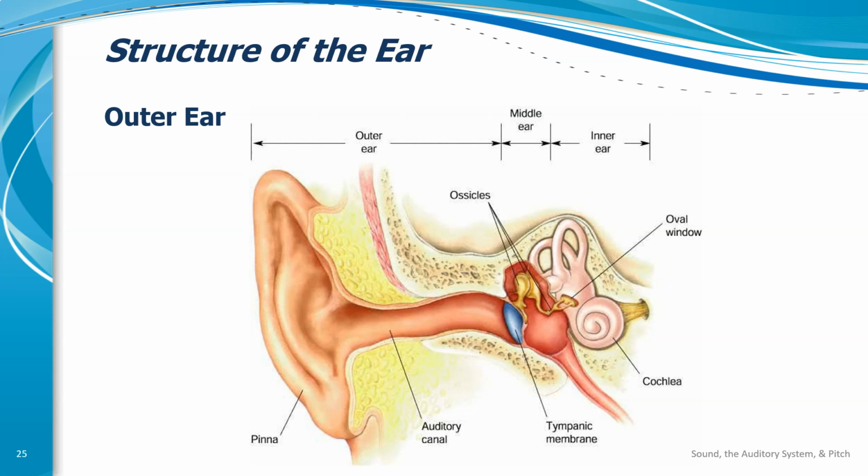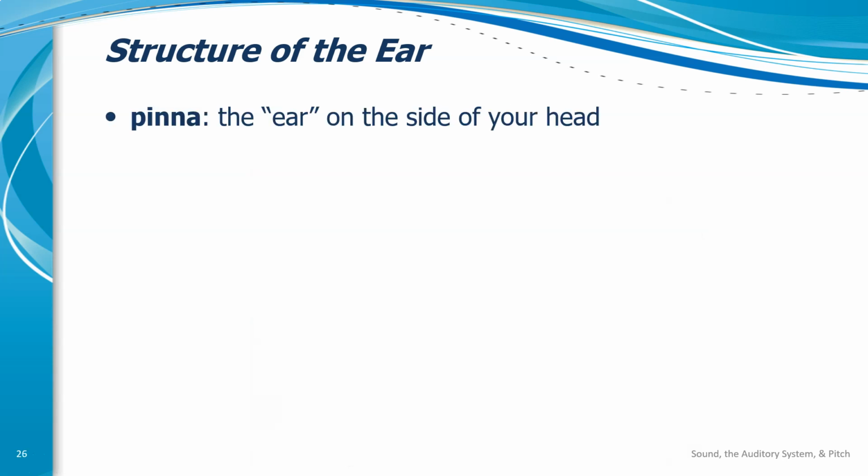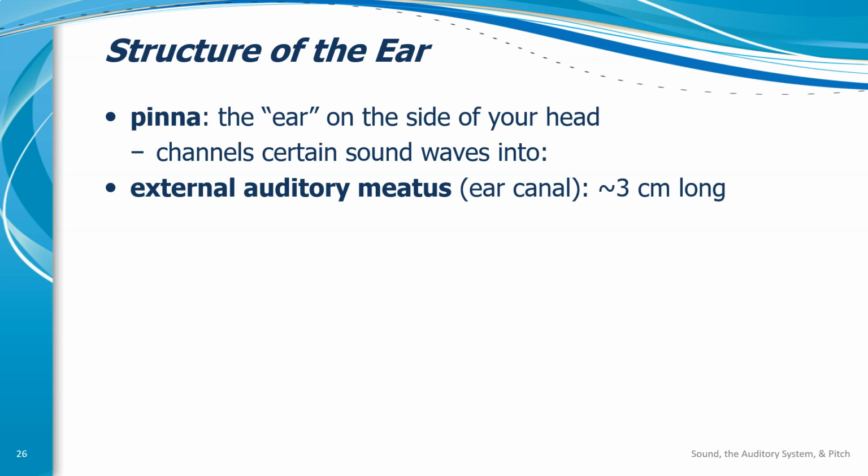All right, let me pull some things out of this. So of course I did start with the pinna, that is the ear on the side of your head, and you'll notice that it's not smooth, it's kind of lumpy and bumpy. Those lumps and bumps and grooves actually serve to channel some sound waves of certain frequencies into your ear canal, or the external auditory meatus, which is about 3 centimeters long. It does serve a protective function in a number of ways.